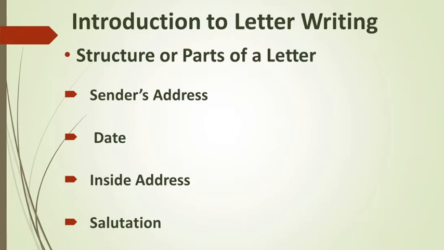This sender's address is followed by the next part, that is the date or date line. The date line provides the day, month, and year in which the letter was written. And this date line is placed two line spaces below the from address. And this date line is followed by the inside address.